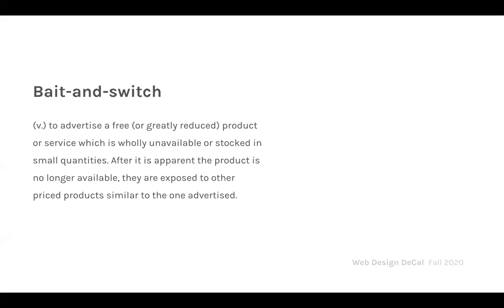So then there's also bait and switch. That's to advertise a free or greatly reduced price product or service that is wholly unavailable or stocked in small quantities. After it is apparent that the product is no longer available, they are exposed to other priced products similar to the one advertised. So basically, people think that they'll get this thing for free without paying, but then they don't actually get it. All these terms you can look up more on your own.